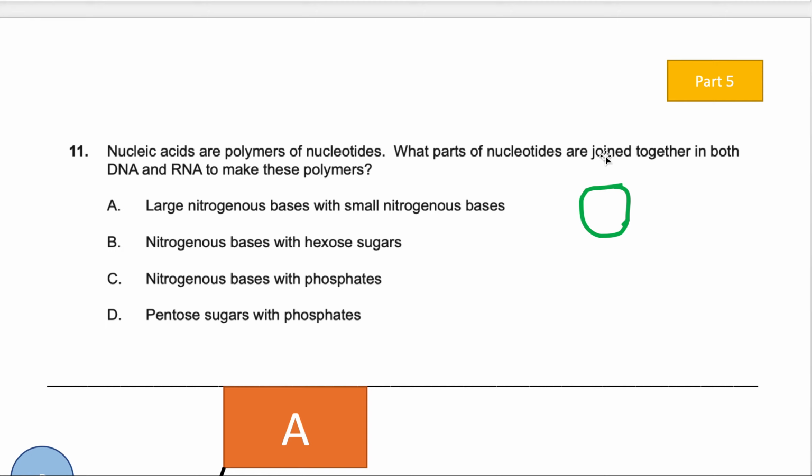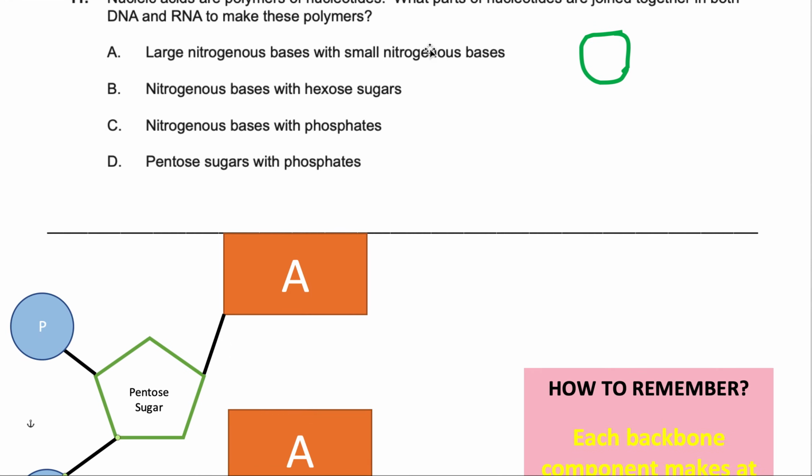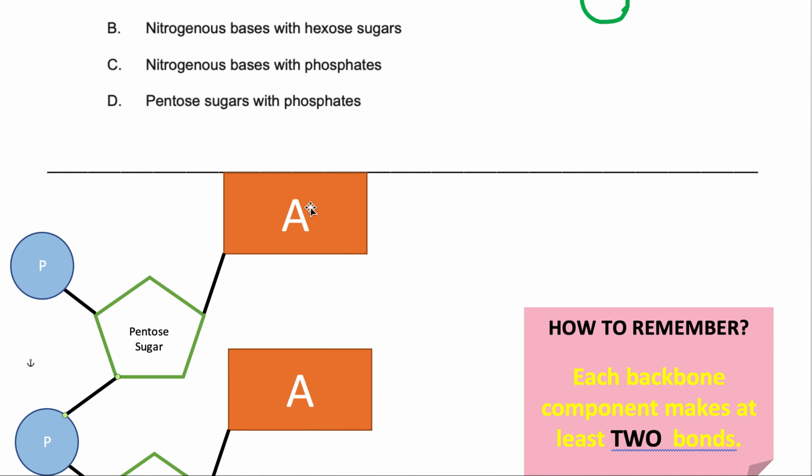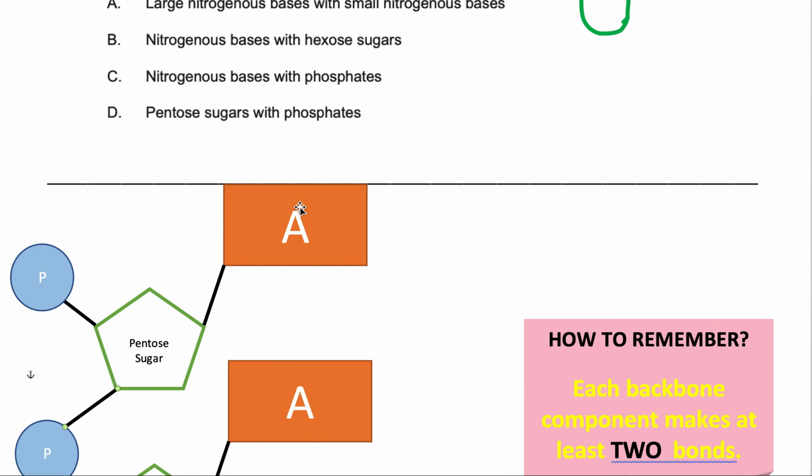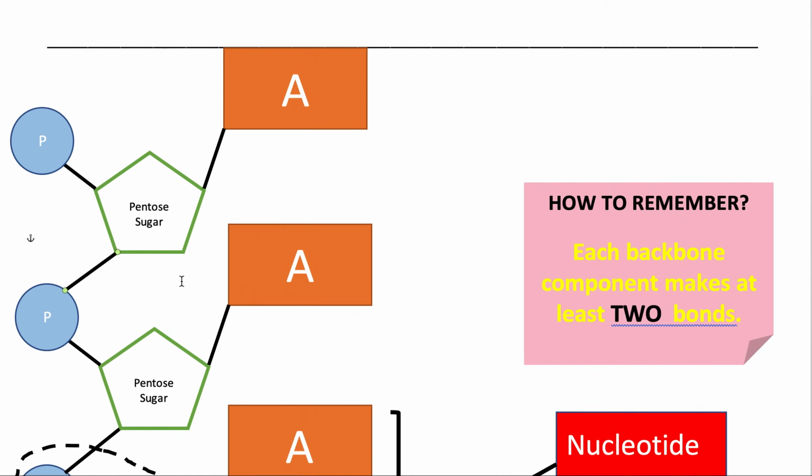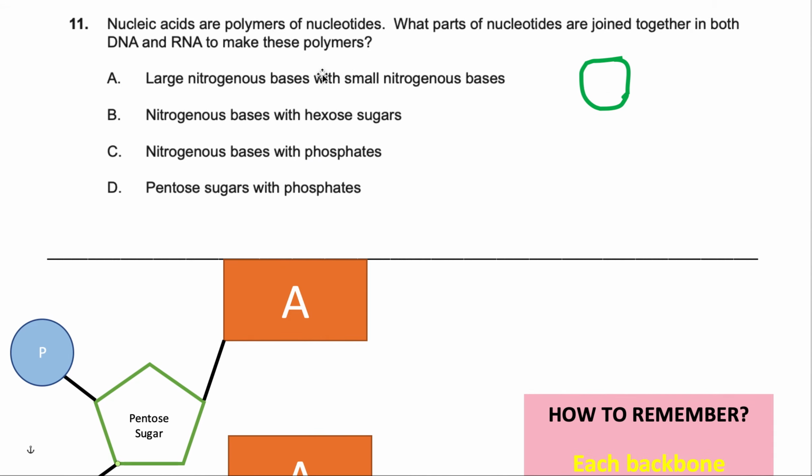What parts of nucleotides are joined together in RNA and DNA to make these polymers? Let's look at A: large nitrogenous bases with small nitrogenous bases. A nitrogenous base, by the way, is just another way of saying base. This is the base, and they're saying these are joined with small ones. Remember, to make this chain of nucleotides bond, these are not even involved. They do not bond to the top one. They're bonded to the nucleotide of which they are a part. So definitely not A.